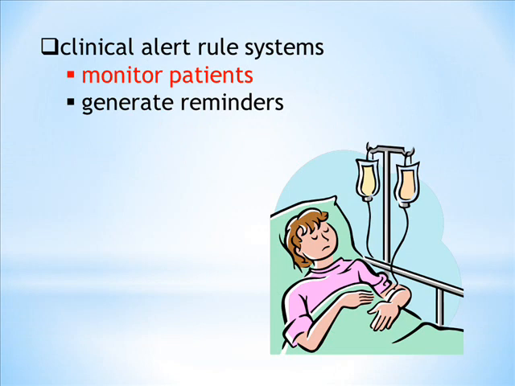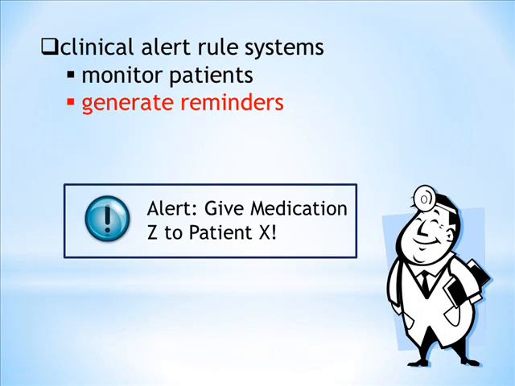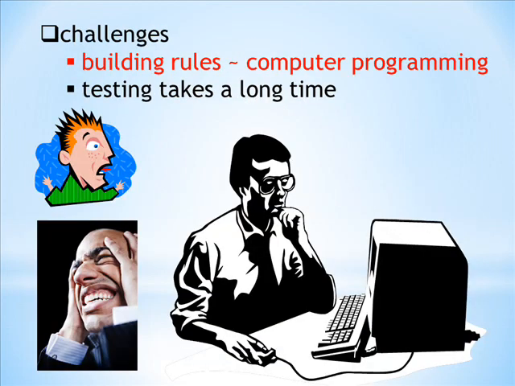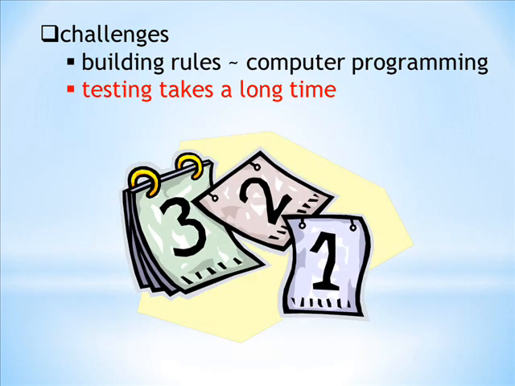Hospitals often use clinical alert rule systems to help physicians and nurses monitor patients and to remind them to perform critical tasks. Currently, hospitals face significant challenges from these systems. One challenge is that building the rules is similar to writing a computer program, thus making rule building a difficult and error-prone activity. Another challenge is that rules cannot be immediately tested on archived data.